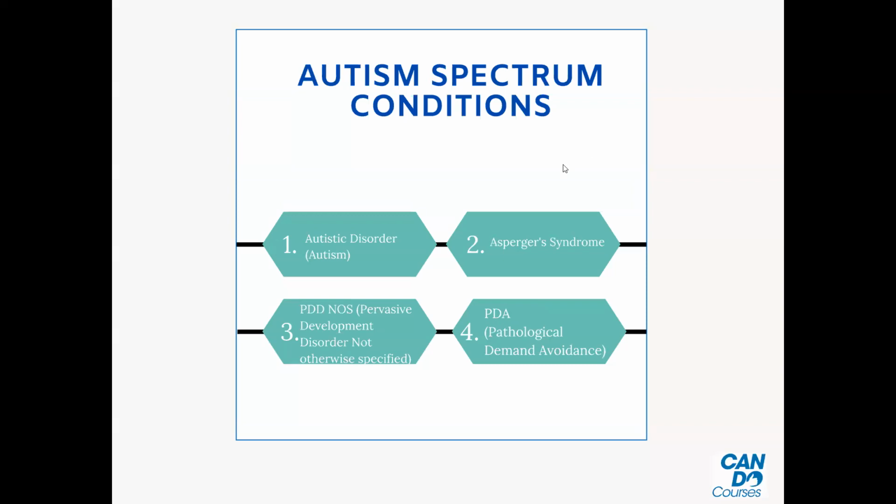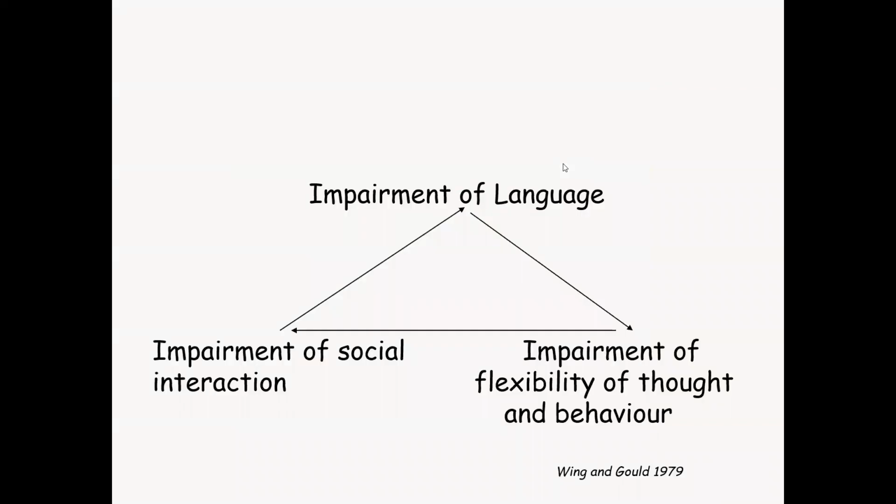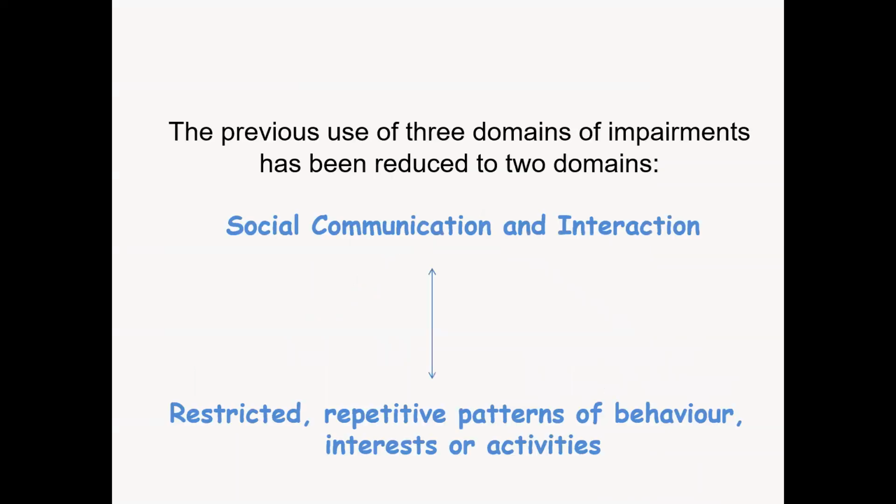They don't work. So it used to be that autism had a triad of impairments, and this is from 1979. It was impairment of language, social interaction, and an inflexibility of thought. So we called it the triad for obvious reasons. But then that changed in 2013, and we now have reduced them to 2. Some of the characteristics of autism are still present, but they've merged 2 sections together. So this is what we work with now.